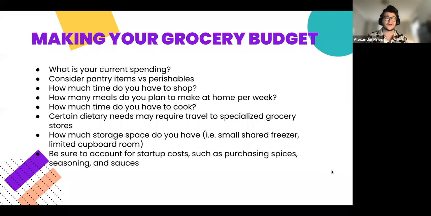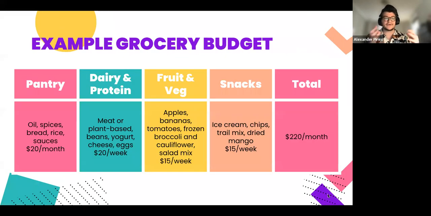So hopefully these are helpful guidelines and ways to start thinking about how to go about making a grocery budget. Here's an example. Again, I came up with this using the chart and just by looking at my own grocery spending. So this person could be spending about $220 a month. Looks like about a $50 a week expenditure, plus the staple costs of maybe needing to refill a spice or two, maybe needing to buy bread, rice, sauce, that kind of thing. And so that's one example budget.